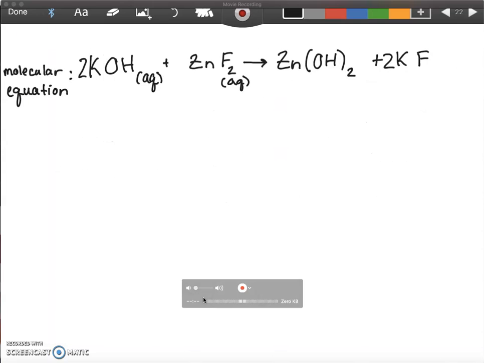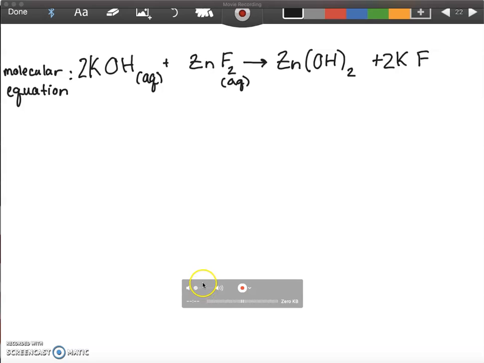Alright, so let's start with this equation right here. 2 moles of potassium hydroxide react with 1 mole of zinc 2 fluoride to form zinc 2 hydroxide and 2 moles of potassium fluoride. You'll notice that we have states of matter for these two reactants right here. They're both in the aqueous phase. However, we do not know just yet what the states of matter of these products are. And in order to figure that out, we're going to need to use our solubility chart.